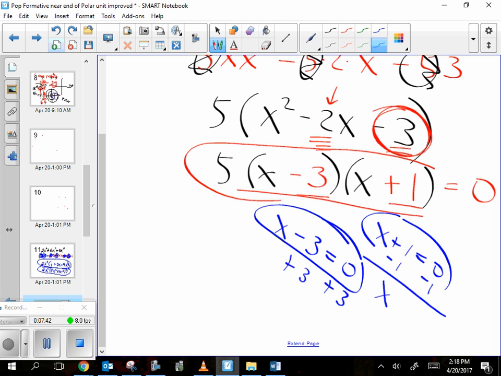All right, so x equals negative 1 and x equals 3. Who had that one right? Literally only one person, really? Oh, 3 people. Okay, good.